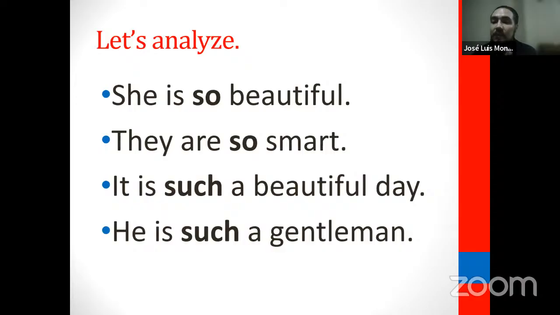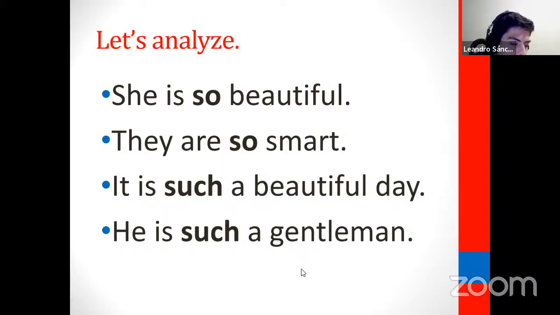Let's read these four examples, please, Leandro. And again, you're going to tell me why you use so in the first two examples and why you use such in the next two. Okay, she's so beautiful, and they are so smart. It is such a beautiful day. He is such a gentleman.